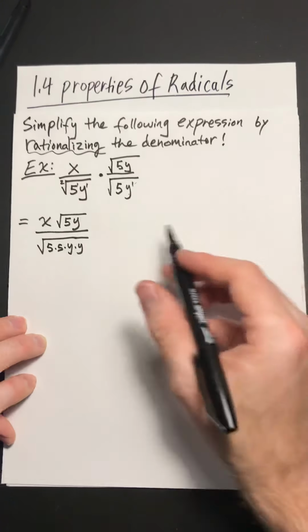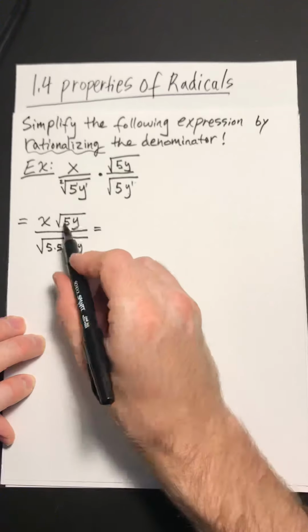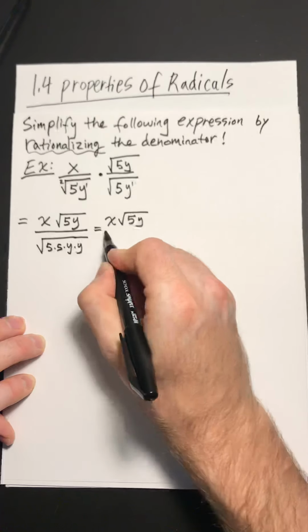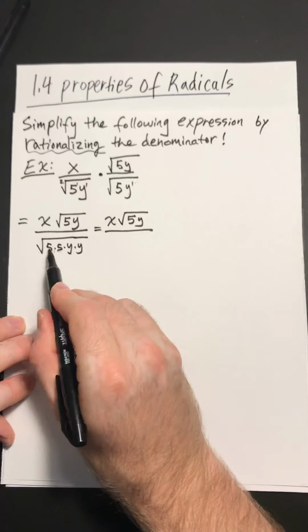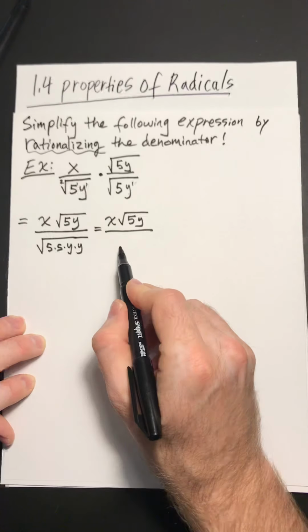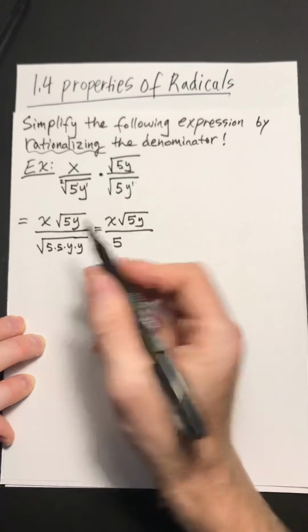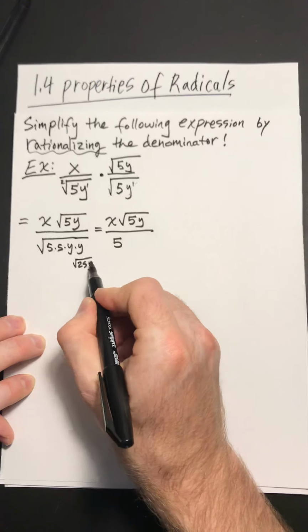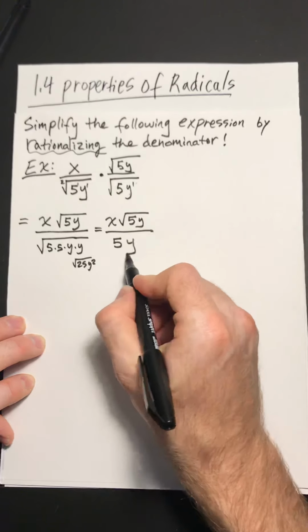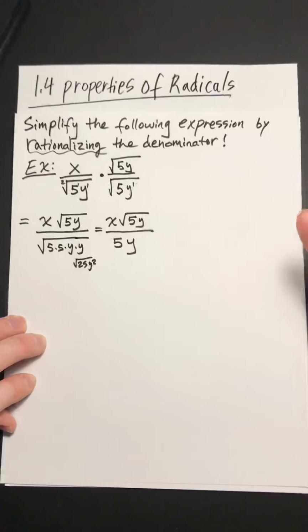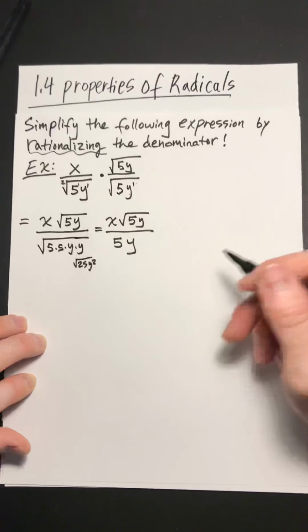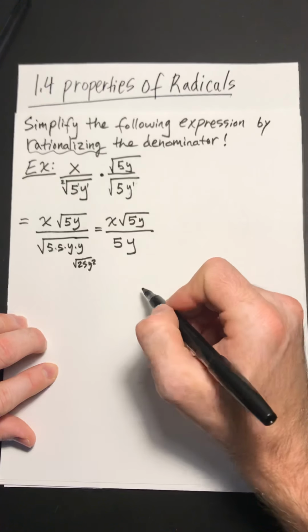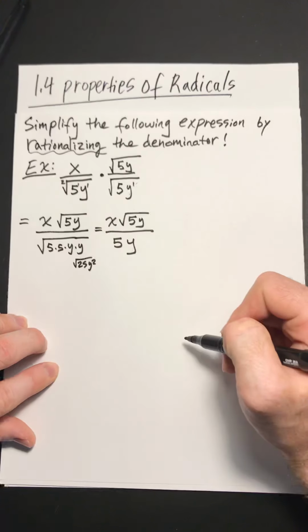Why is this good for us? Well, let's think about it. The top stays the same. I can't take a 5 or a y out of my radical. However, the denominator, what's the square root of 5 times 5? Well, 5 times 5 is 25. The square root of 25 is 5. Good. What about this? This is y squared. The square root of y squared is just y. All right, as long as these variables are positive, we're good to go. We can assume that unless otherwise stated. So this is rationalizing the denominator. Now there are no radicals in the denominator here.